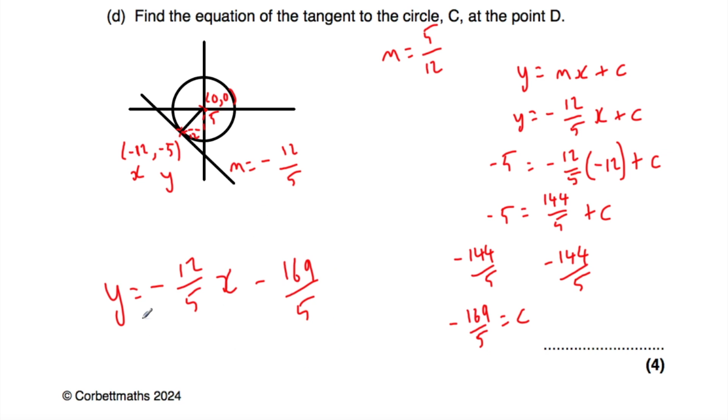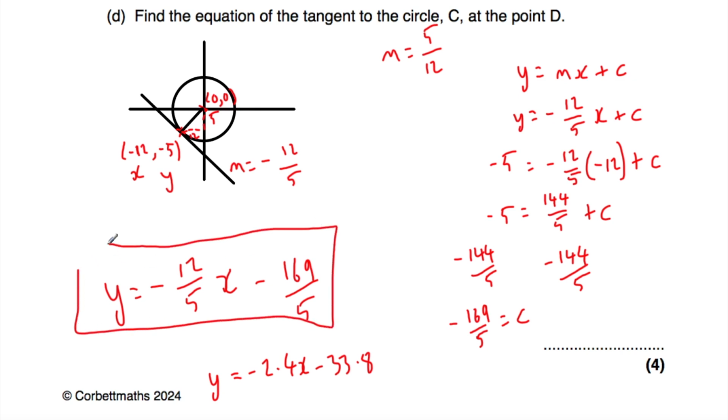Now also, just to mention, you could write it in decimal form. You could write y equals minus 2.4x and then minus 33.8, and that would be fine as well, but I probably would leave it in this fractional form, and that's it. So that's the equation of the tangent to that circle at the point D.